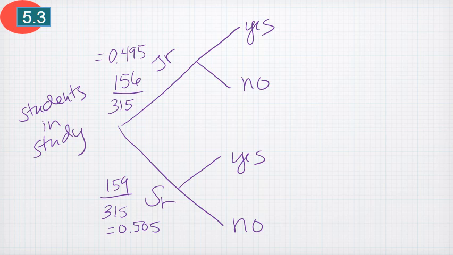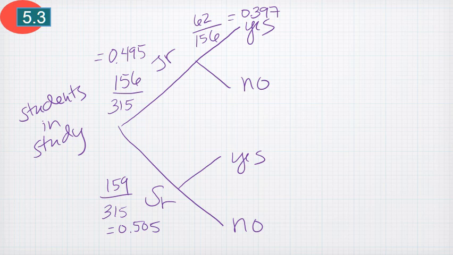But we can get even more specific than that. We can ask, what's the probability of a junior who said yes? So 62 of our juniors said yes, so we're going to write 62. And of our juniors who said yes, there were only 156 juniors. Okay, so that probability is 0.397, and you can write it as a fraction here or as the decimal, whatever you want.